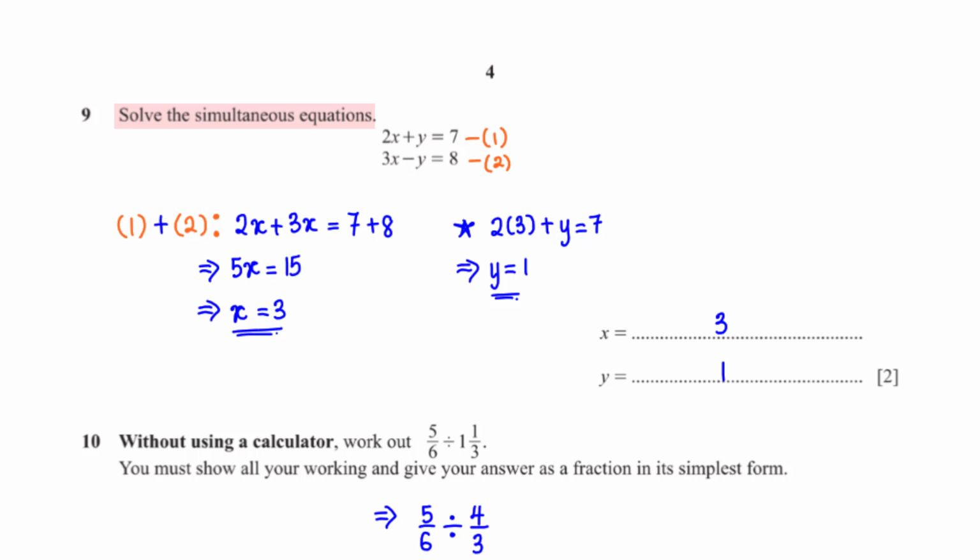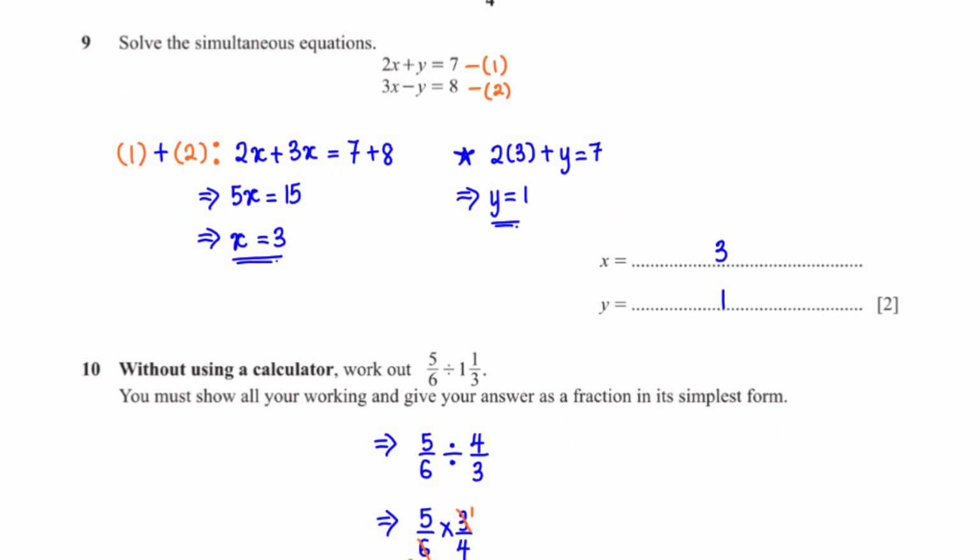We can find the value of y by substituting x equals 3 into either equation 1 or equation 2. If we pick equation 1, we have 2 times 3 plus y equals 7. When we make y the subject, we get y equals 1.